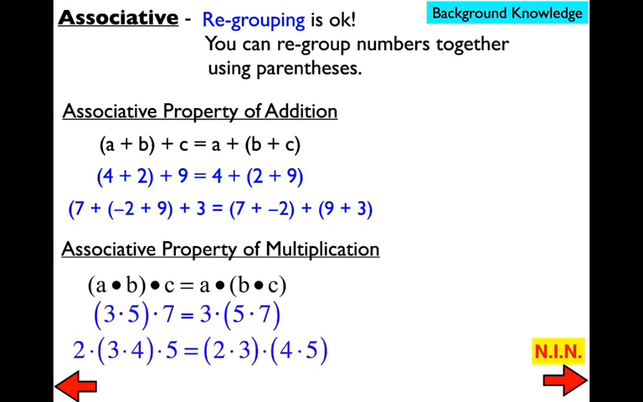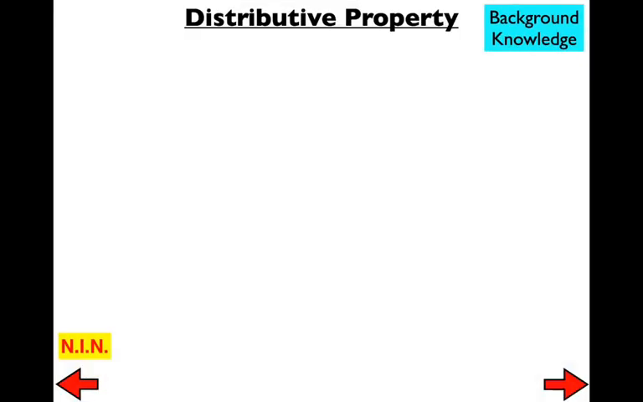So here are some examples using numbers of the associative property of multiplication. Okay? And then the third background knowledge property coming from earlier grades, the distributive property, is used in the 7th grade and in the 6th grade and in the 5th grade. And even if you don't remember it, we're going to go through it very quickly. So the generic form of the distributive property would look like that.